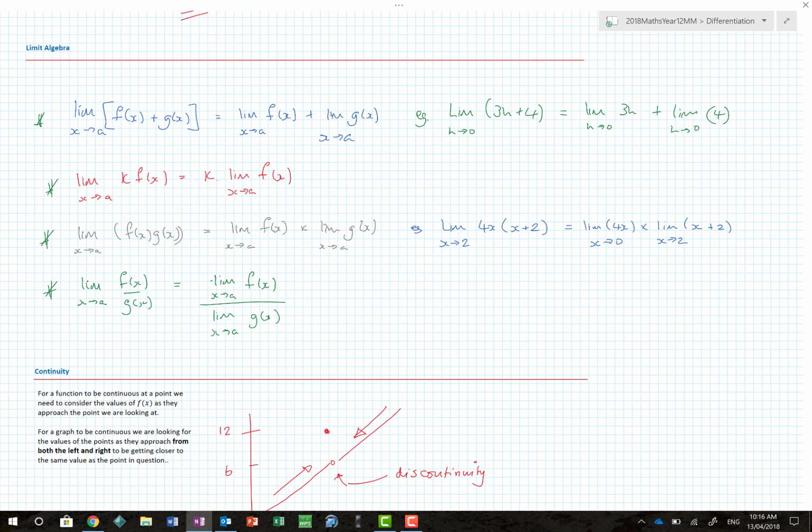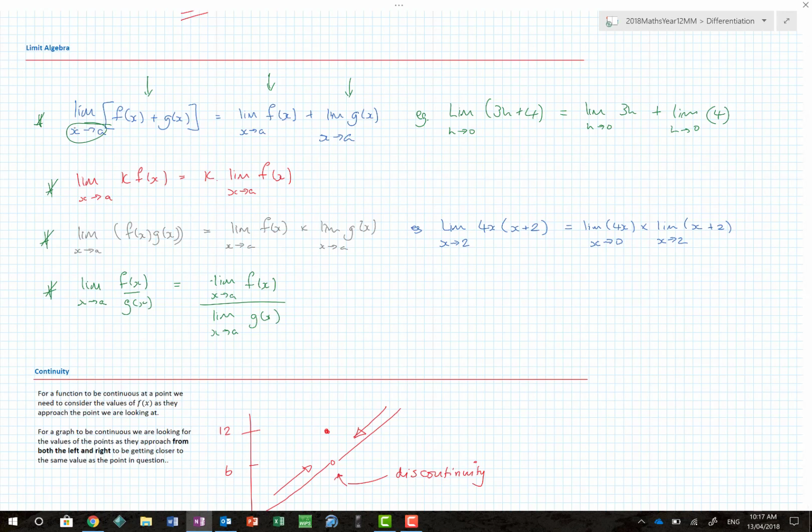They're sort of just there to try and help you. But what it's saying is where you have the limit of 2 functions added together, you can actually split them up as the limit of the first function plus the limit of the second function, making sure that you have x tends to a, which is just this value you're trying to go to.